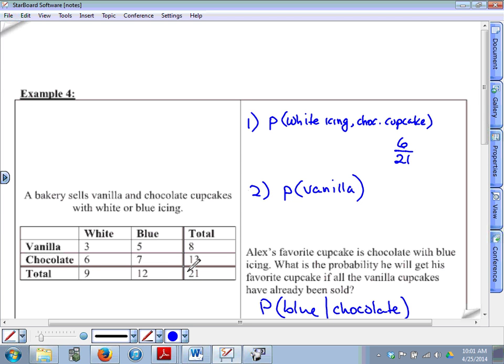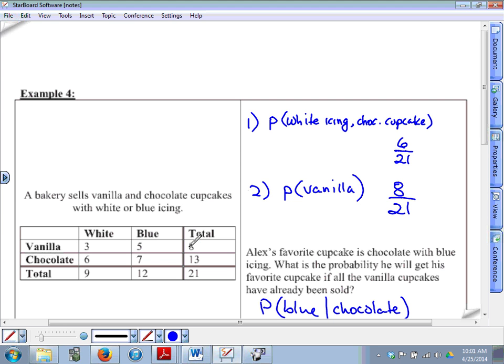If it doesn't matter what kind of icing, whether it's blue or white, what's the chance that you just get a vanilla cupcake? There's 3 here and 5 here, so total there's 8 vanilla cupcakes out of 21. So the chance that you get a vanilla cupcake is 8 out of 21. Now these are not conditional probabilities. These are things that we've done before. We're just refreshing a little bit.